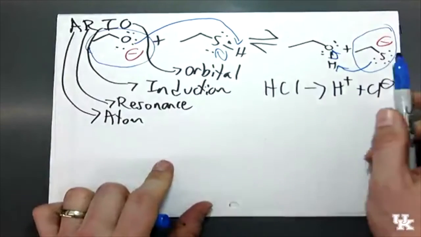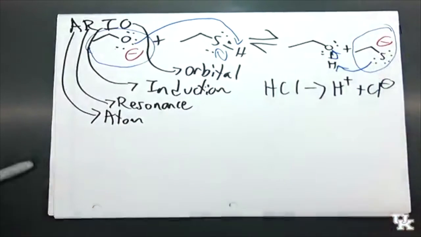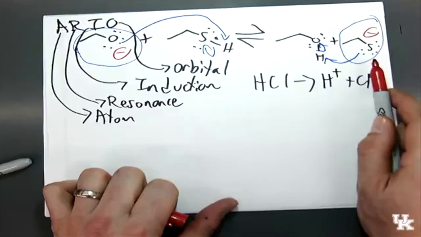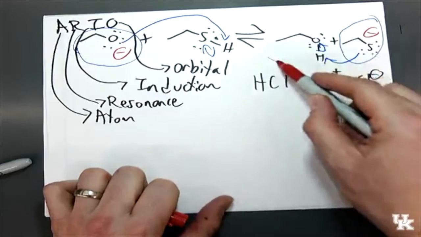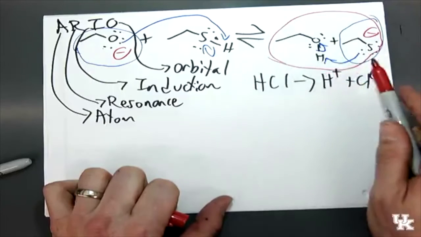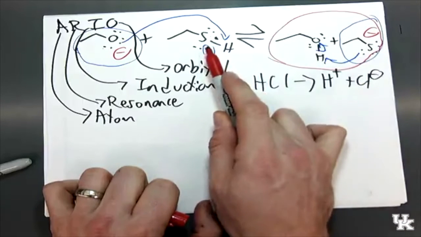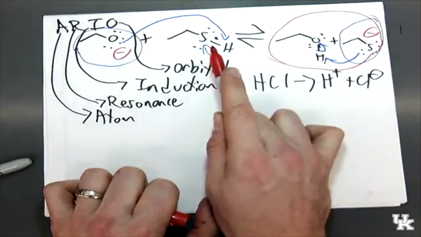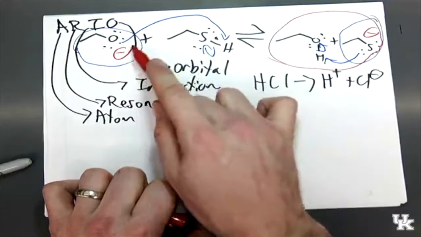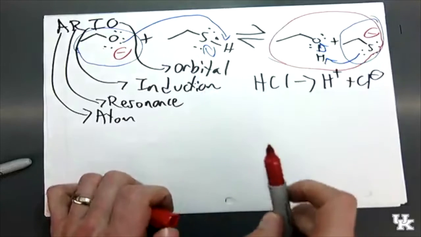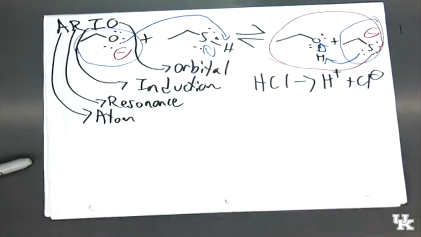So if we know that, let's use red, if we know that sulfur is the more stable conjugate base, that means this is going to be the side that is preferred. Why? Because that means the thiol was the most acidic, and this reaction is going to happen a lot more. Does that make any more sense? Maybe not. Maybe. All right, let's keep going.